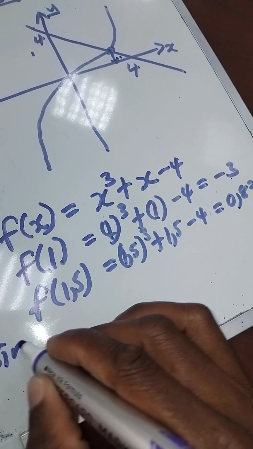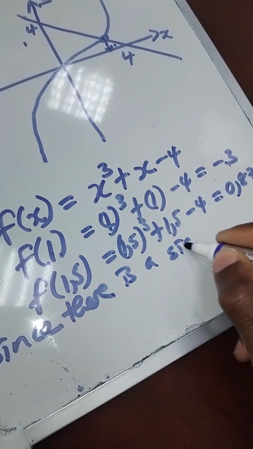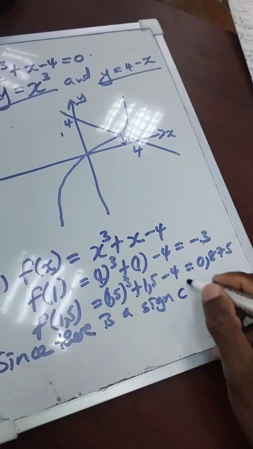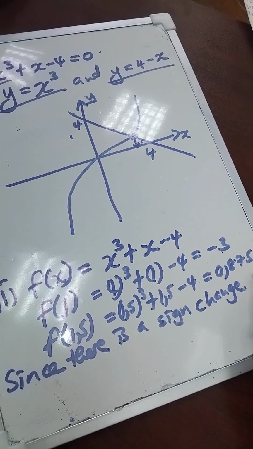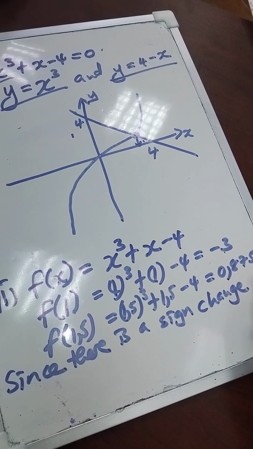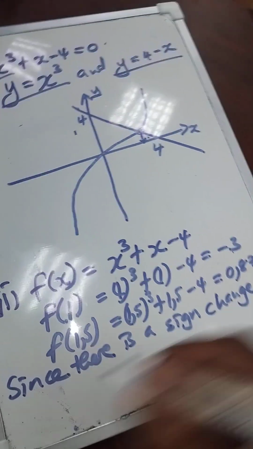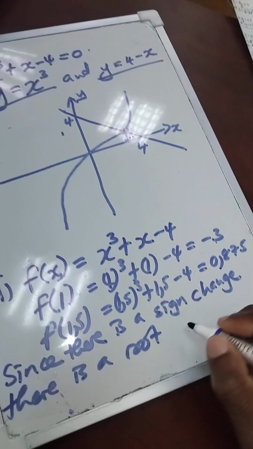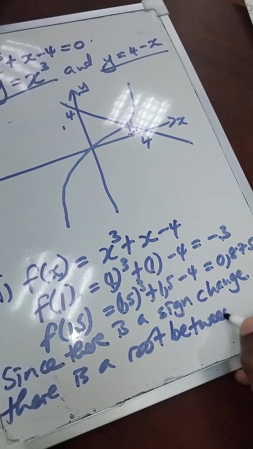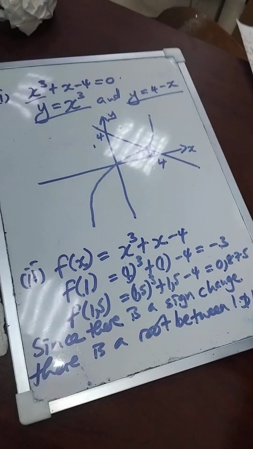So since there is a sign change, there is a root between 1 and 1,5. That is it, and you have earned your 3 marks.